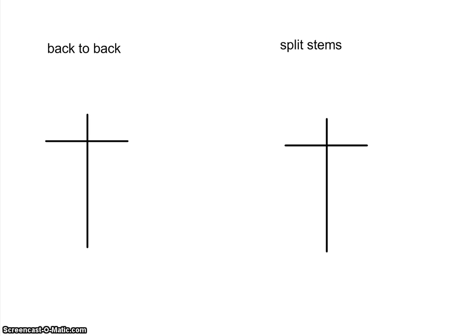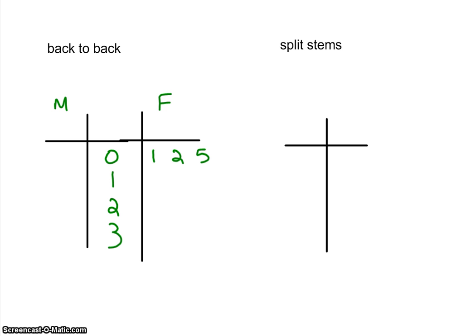A couple variations to our stem plots is we can also have what we call a back-to-back stem plot. What happens there is we're usually comparing two sets of data. So maybe I have a set of data for my males, maybe a set for my females. We'll share the stems, and then my leaves will come off of it.